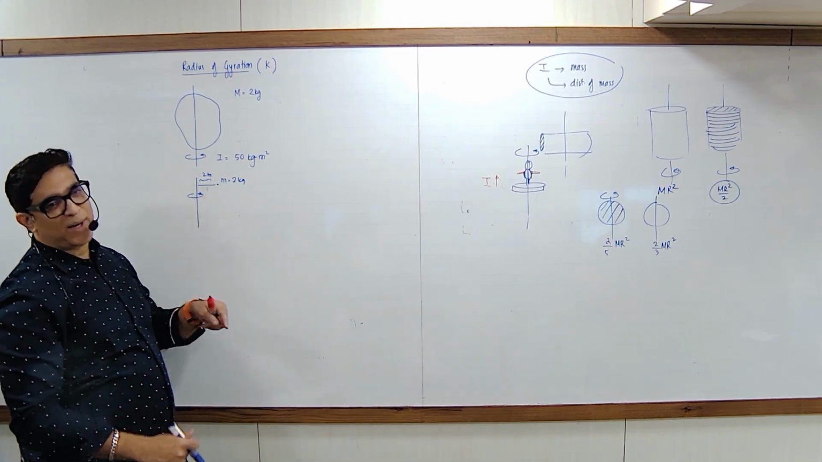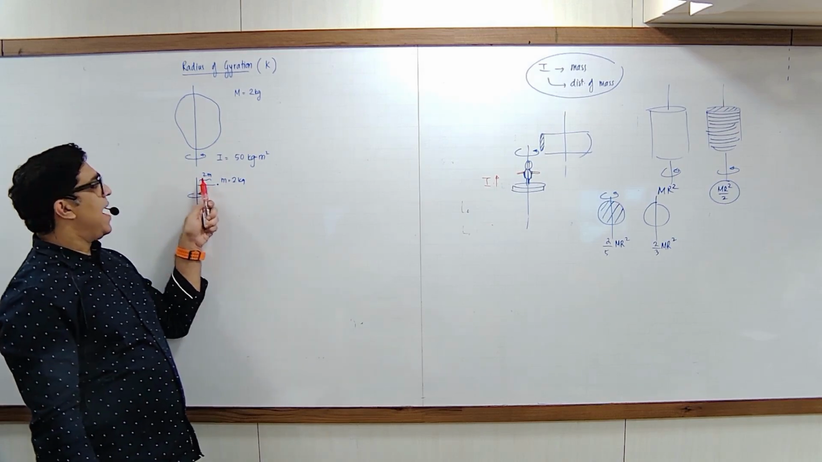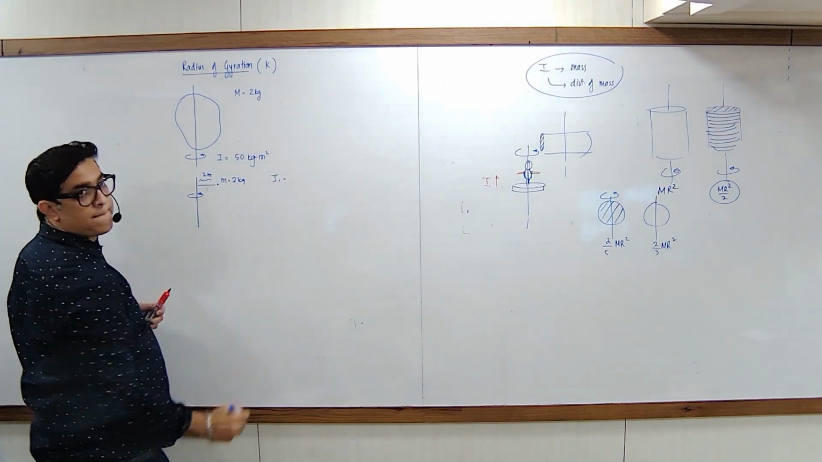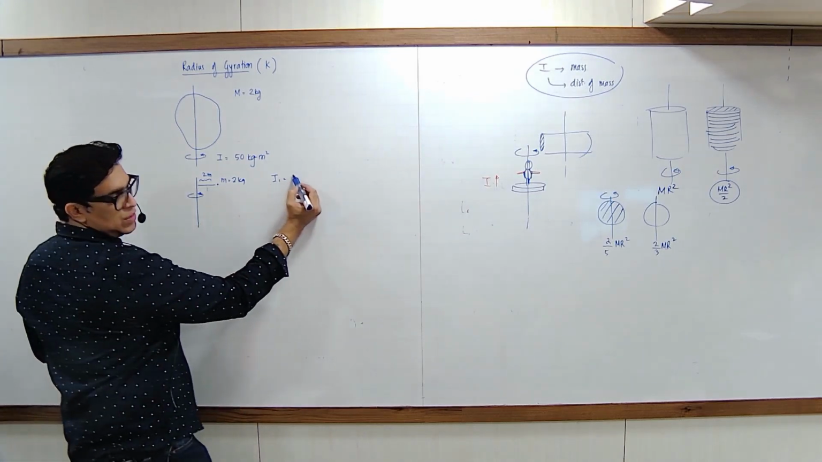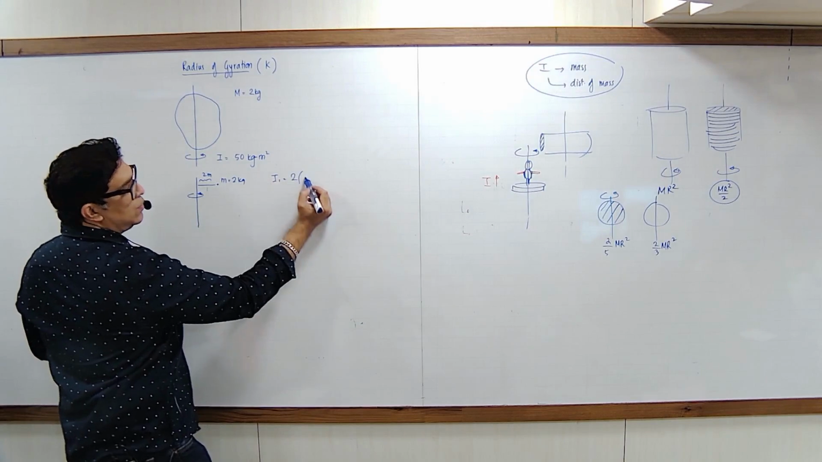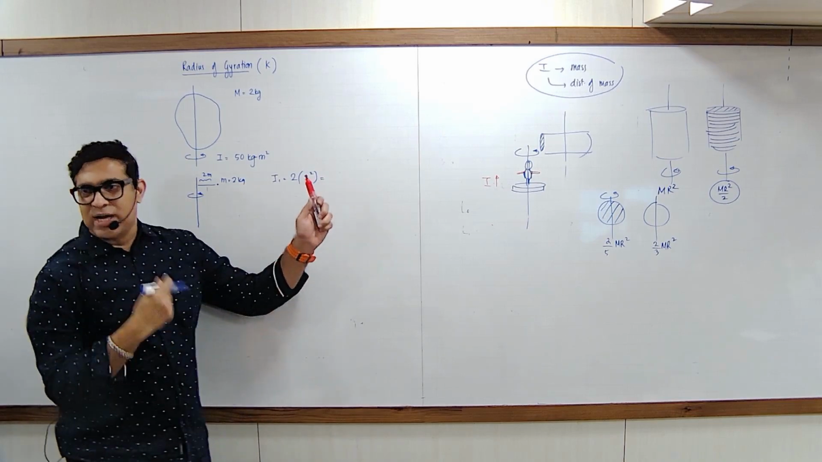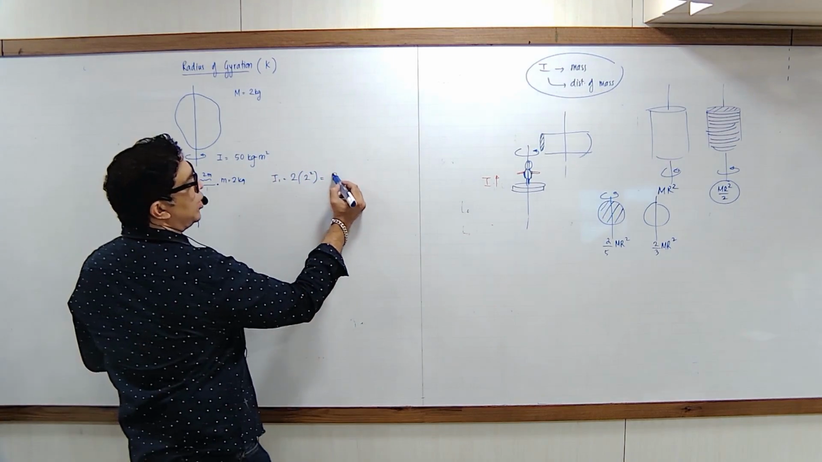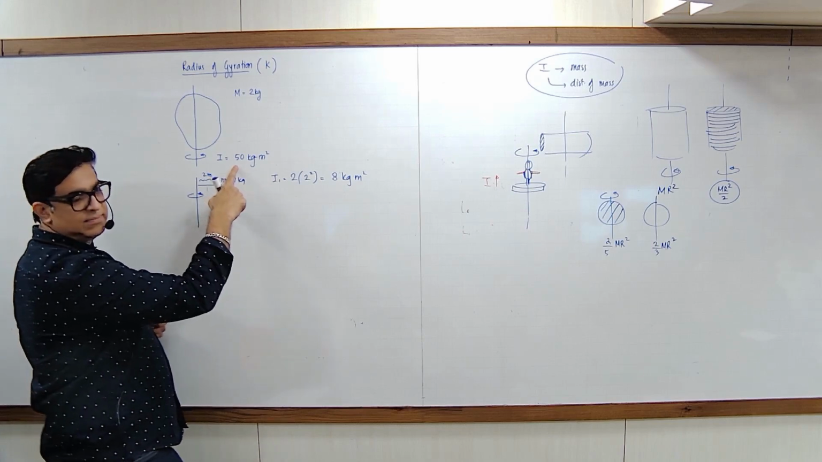What is the moment of inertia of a point mass? Stand up. This mass is m, and this r is the distance. What is the moment of inertia of this point mass? Very good. Sit down. The value of m is 2, the value of r is 2, so r square is 4, and 4 into 2 gives 8 kg meter square. Is this number the same as this?